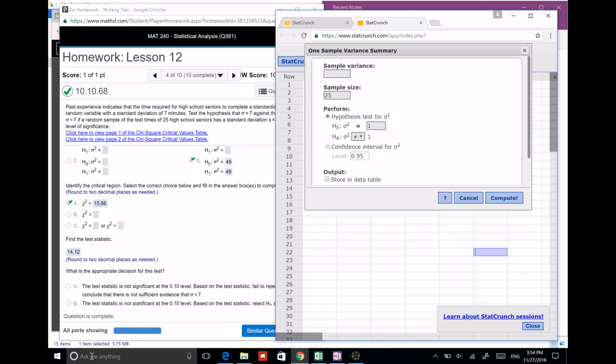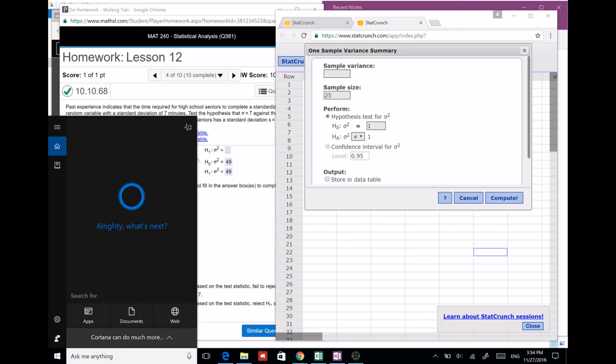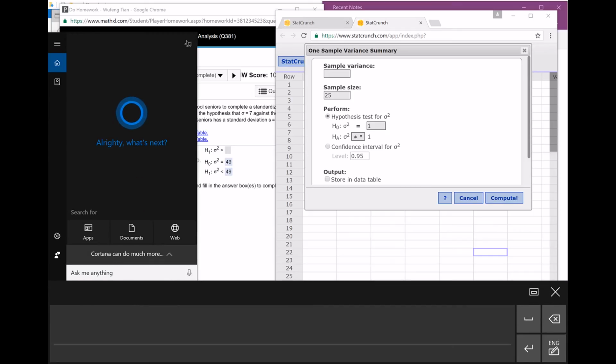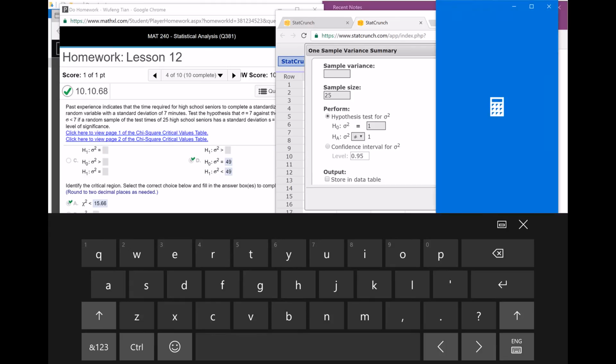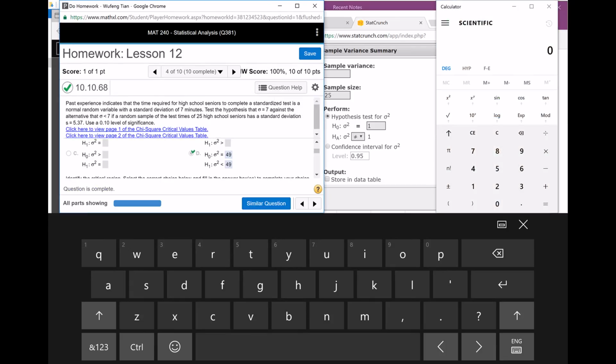Where's my calculator? Okay, calculator. So F is 5.37 squared, 28.8369.